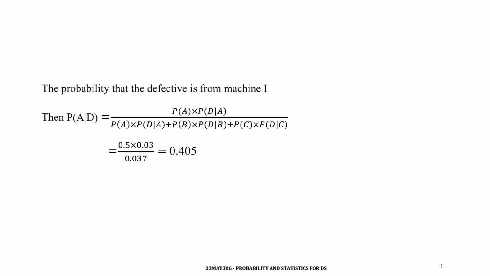Now we go one step further. If we know an item is defective, we want to find which machine produced it. So this again uses conditional probability. We are finding the probability of A given D. This helps us identify the source of the problem, and we solve the probability of A given D as 0.405. So this concept is very useful in quality checking and fault detection.